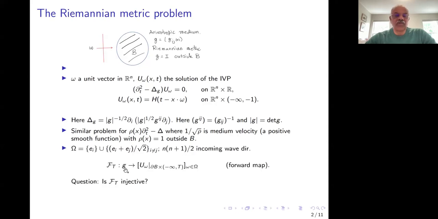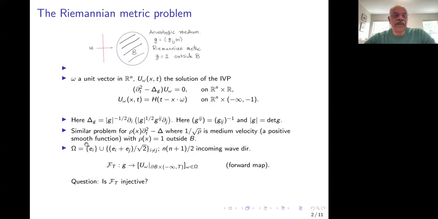What we want to do is, we have this map which takes the Riemannian metric g to the measurement, the value of the solution u_omega on the boundary of the ball, and you measure it for a certain time period. Now, because we are trying to recover a function, the Riemannian metric g, which is a positive definite symmetric matrix, it has n(n+1)/2 different functions in g. So one cannot expect to recover g just from a single experiment. You will need perhaps n(n+1)/2 different incoming directions. So that's what we do.